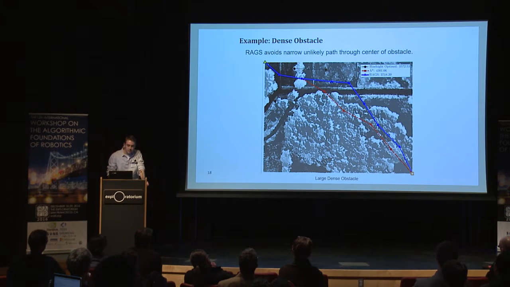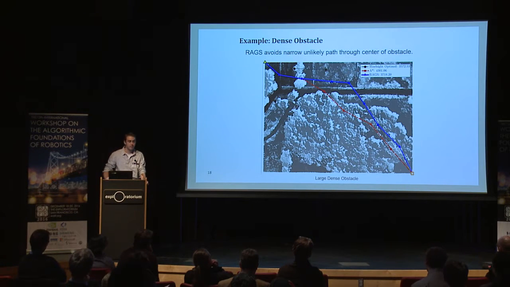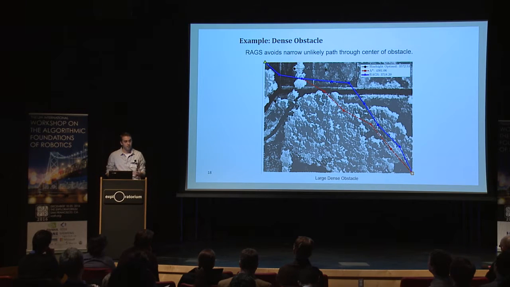What A star does is it finds this narrow track through the forest that looks like a good path. It looks like a viable path, but as you can see, it goes right through the forest, and there's a high likelihood that there's going to be a branch or if anything comes across that path, if you can't quite make it, you're stuck in this dense obstacle, right? What RAGs does is it goes around and finds a sparser area to navigate through. It takes advantage of the open area and all the available paths it can go through by going around the obstacle.